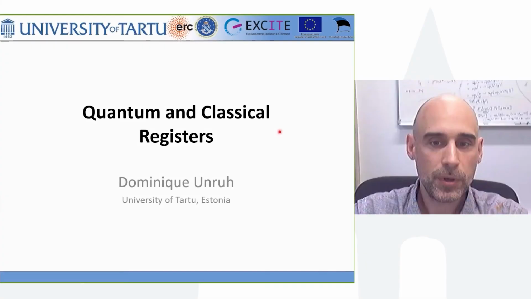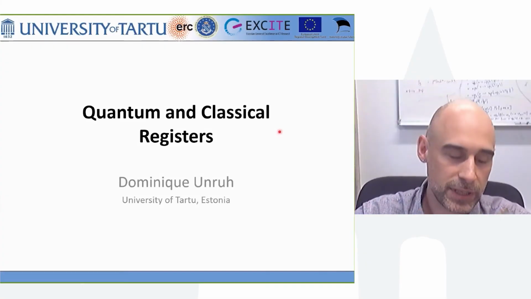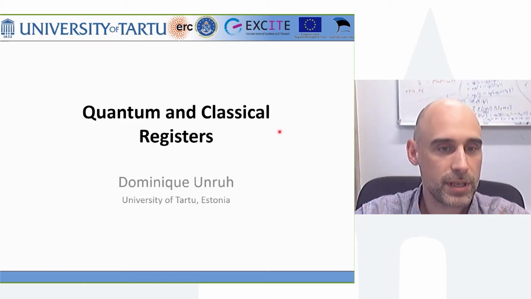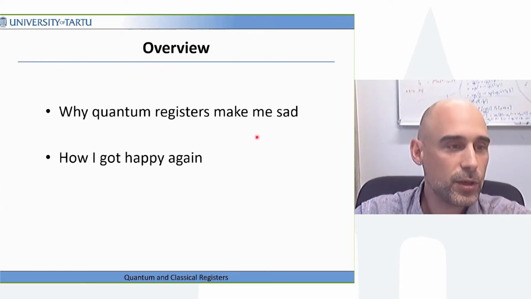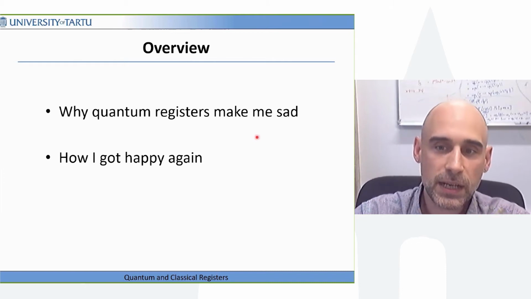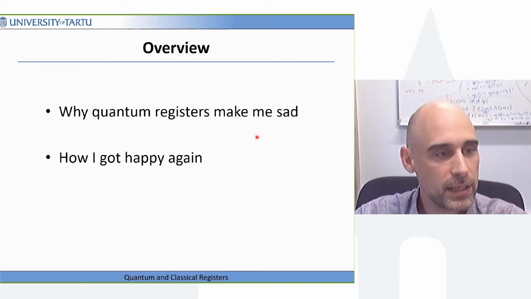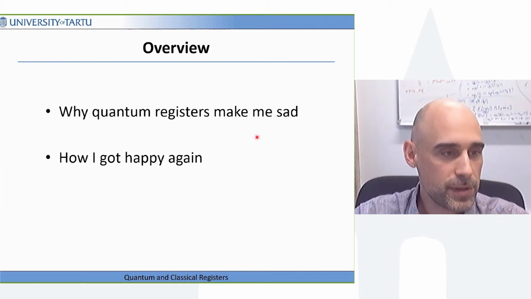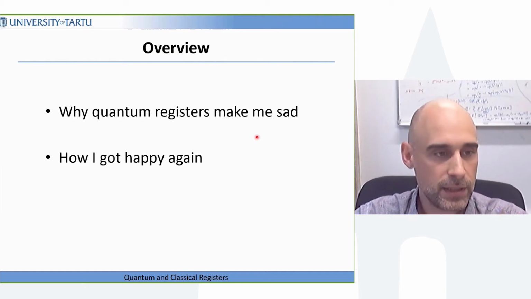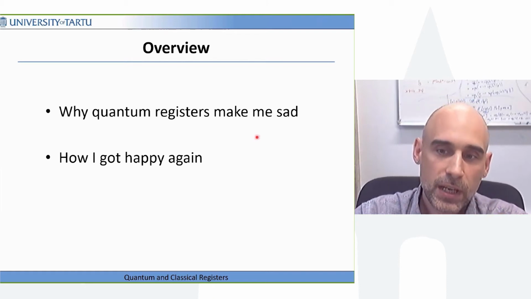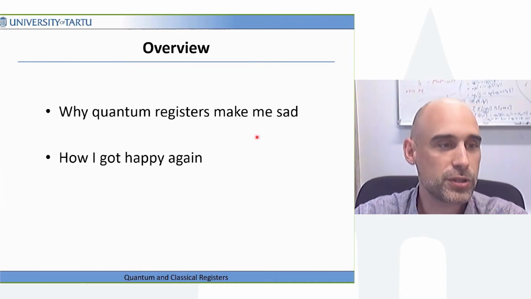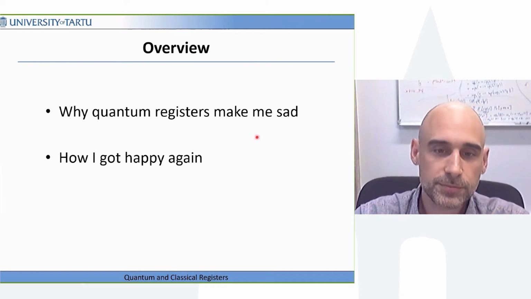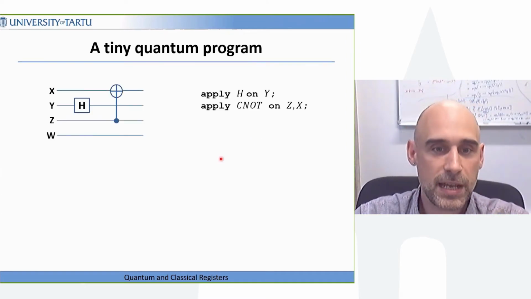So I will be talking about quantum and classical registers, actually more about the quantum ones. And the overview of my talk is basically two parts. First, I will explain what is the trouble with quantum registers and especially with how to formalize them. And in the second part, I will show you my solution to that problem. So let me start with the sad part.